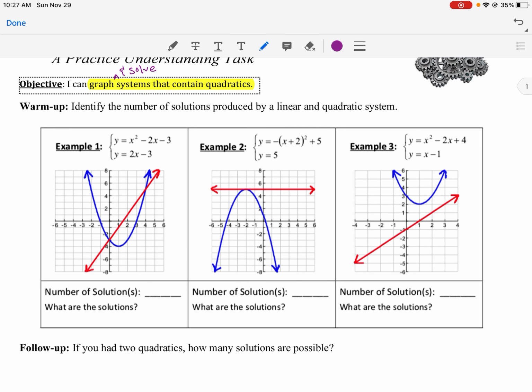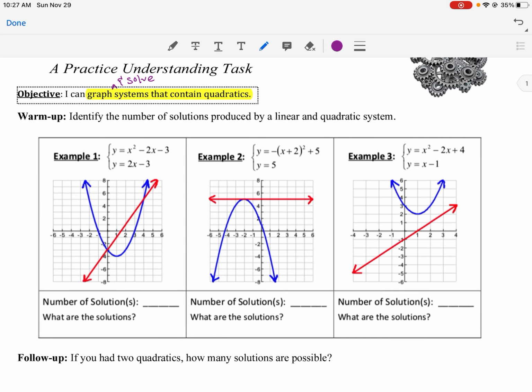So the difference is now we have a linear, which we're probably used to from the past, from 8th to 9th grade. But now we also have a quadratic, so a parabola. But remember, our solutions are the points where they intersect. So we're saying, okay, how many solutions are there? There's 2 points where they intersect, so there's 2 solutions. What are the solutions? Those are actually the points where they intersect. So 0, comma, -3, right? The other one is 4, comma, 5.